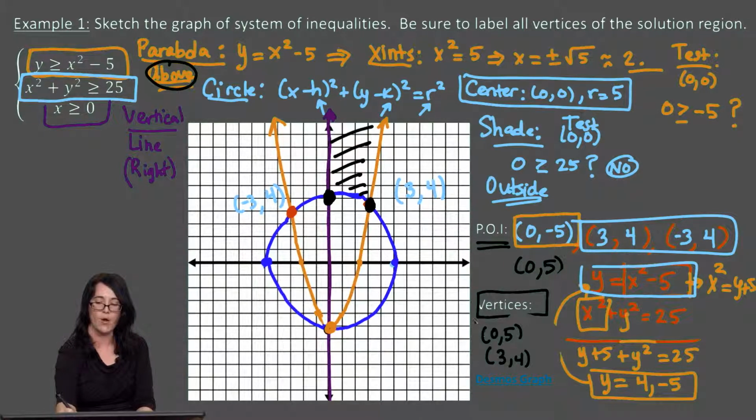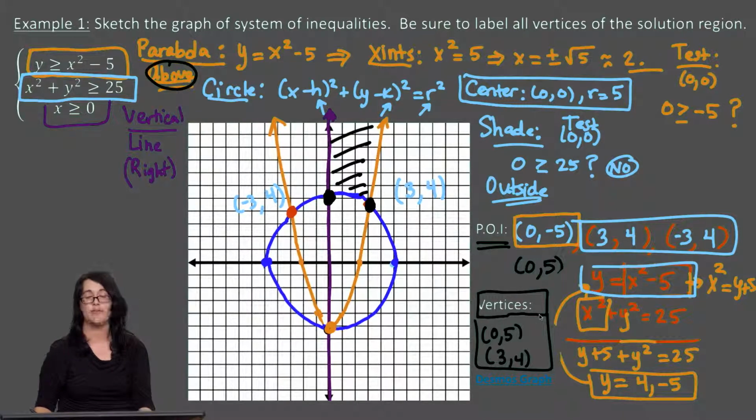If you're wondering about all of those other points of intersection, they would not be vertices because they're not trapping, they're not corners on your shaded region. So only the points of intersection which are actually trapping your shaded region are called vertices.